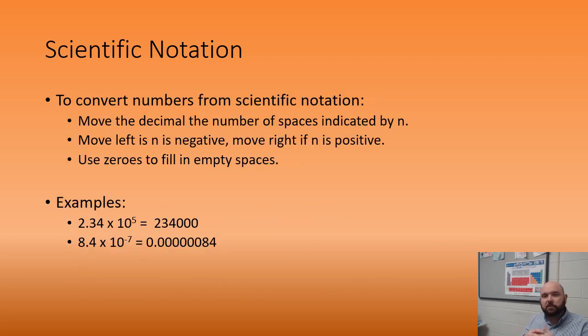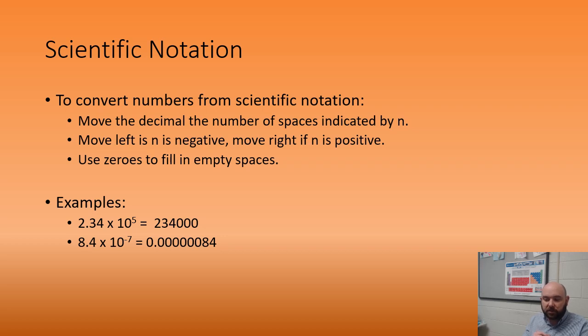Here on this slide, we have instructions for converting numbers already in scientific notation to a more normal looking format. To do so, you're going to simply move the decimal the number of spaces indicated by the n. You're going to move the decimal to the left if n is negative, and to the right if n is positive. And then you will use zeros to fill in any of the empty spaces left over.